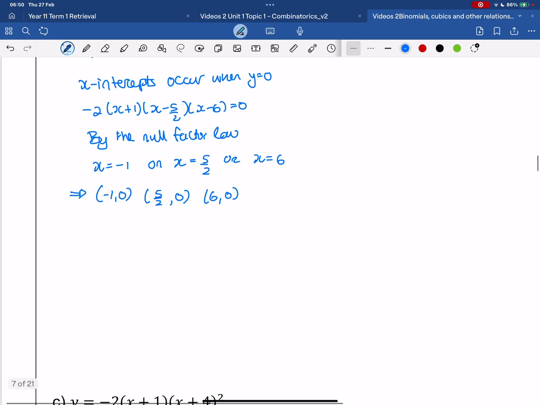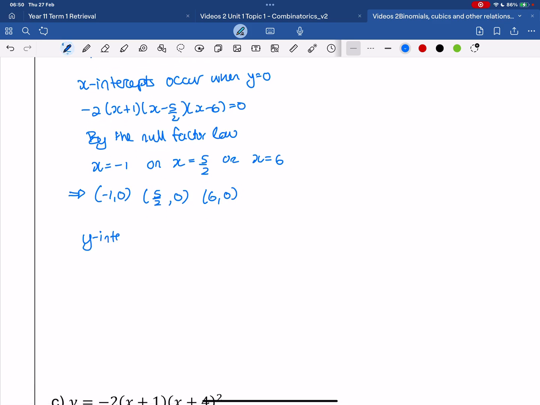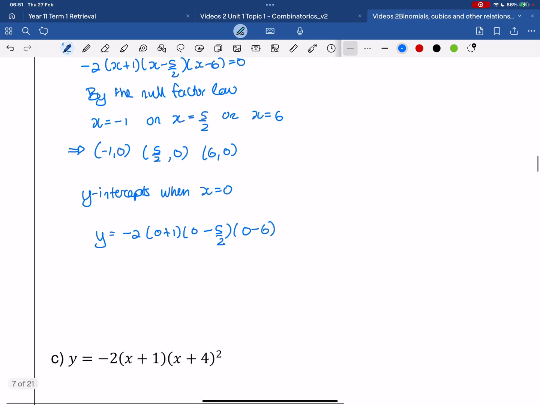All right, and then we need our y-intercepts. When x equals 0, and so we have y equals negative 2 times 0 plus 1, 0 minus 5 over 2, and 0 minus 6. What's your signs? So we've got negative 2 times 1 times negative 5 on 2 times negative 6. Negative times negative is positive, times negative is negative. 2's cancel, and it's negative 30.